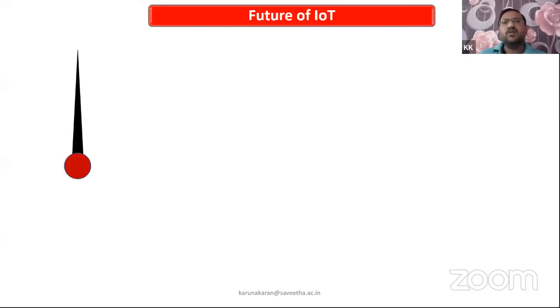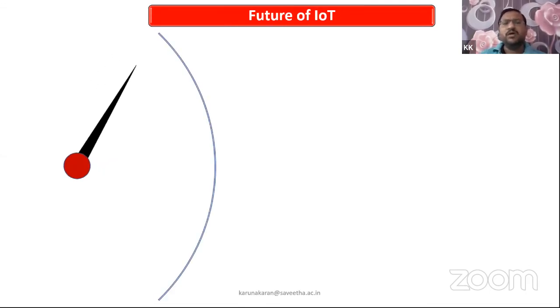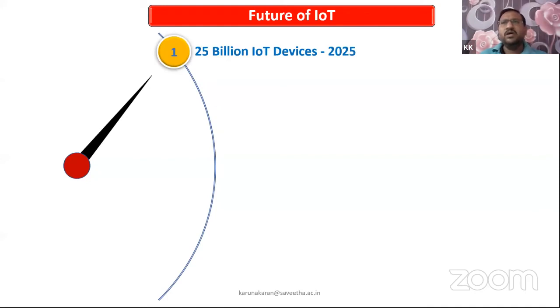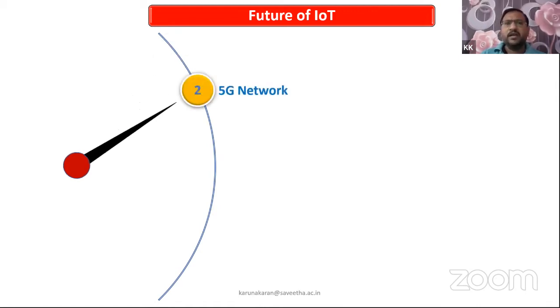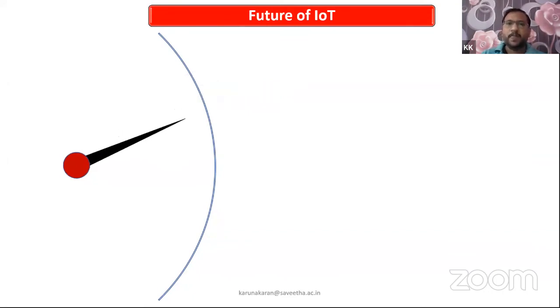Okay, so what will happen in the future? If this is the current scenario, they predict that the number of devices connected through the internet will be more than thrice the number of humans in the world. In 2025, 25 billion IoT devices will be connected. And all this will be possible due to the introduction of the 5G network.